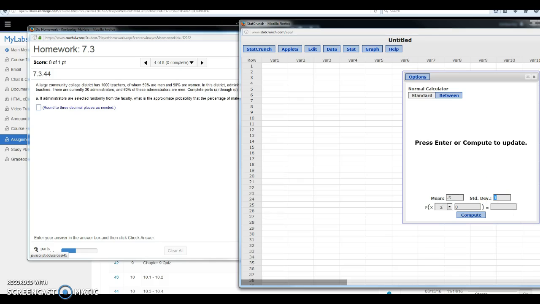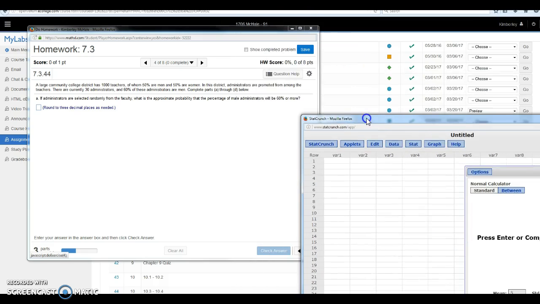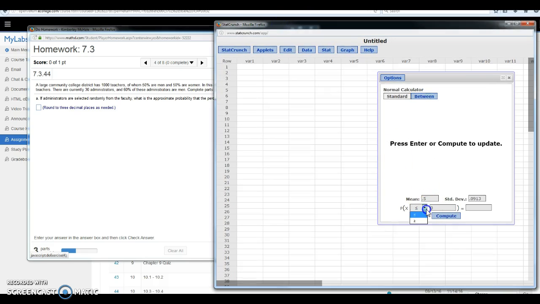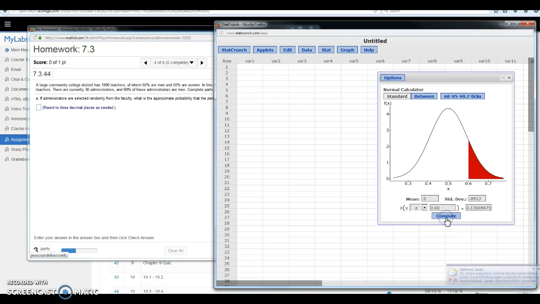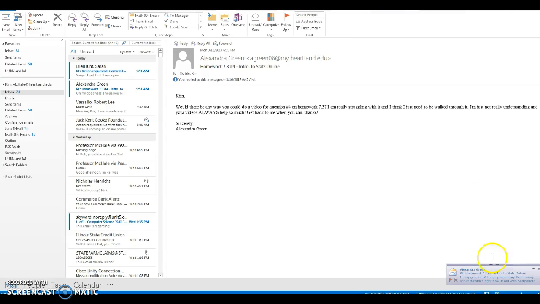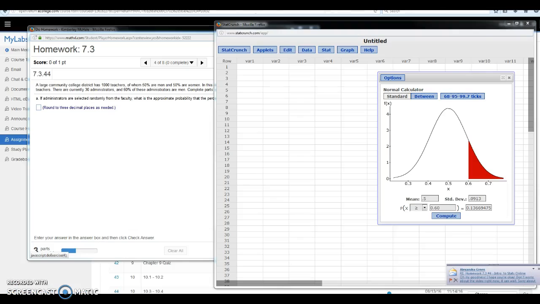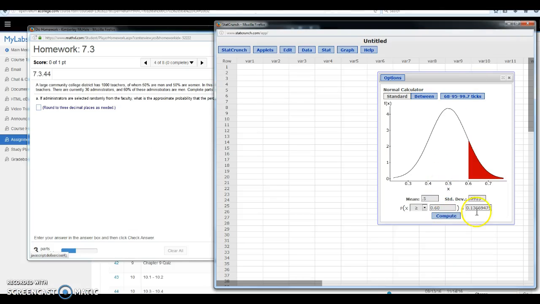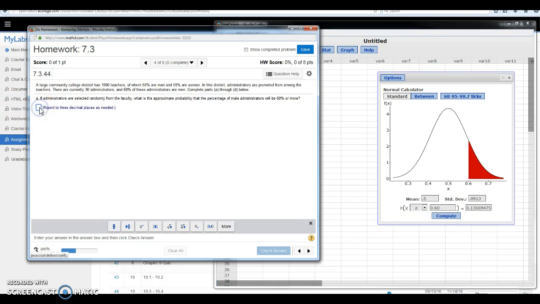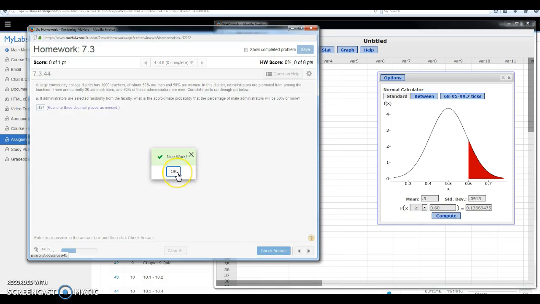You can try that, and I get 0.0913. I want the probability that it will be 60% or more, so greater than or equal to 0.60. Oh, I'm so sorry, I just clicked into my email. It looks like I get 0.137 when I round to 3. Let's see how we did. And we got that one right.